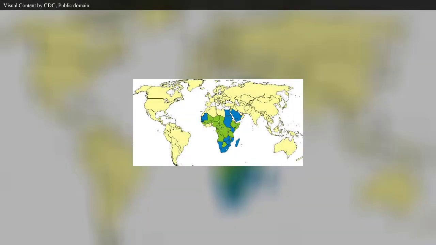RVF outbreaks occur across sub-Saharan Africa, with outbreaks occurring elsewhere infrequently. In Egypt, however, in 1977–78, an estimated 200,000 people were infected and there were at least 594 deaths.